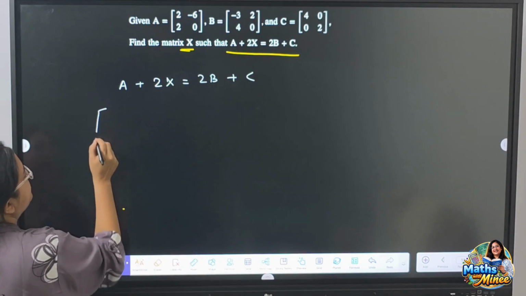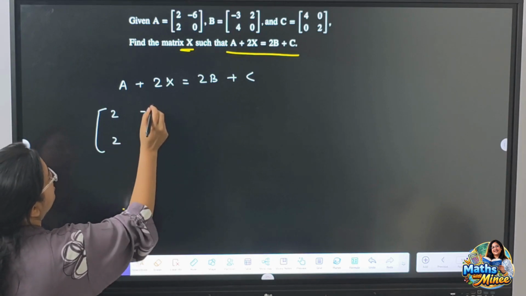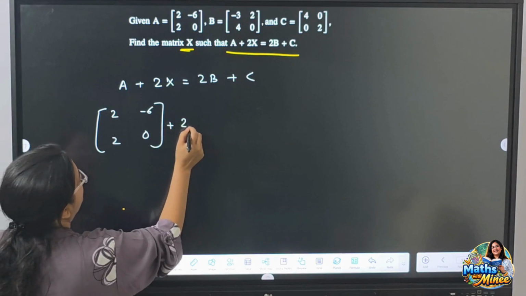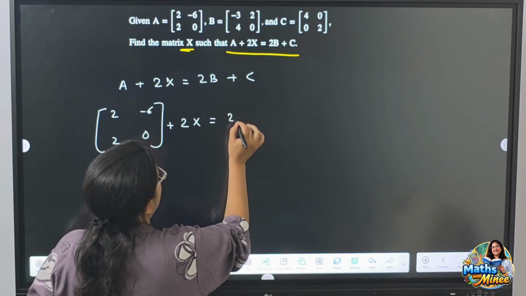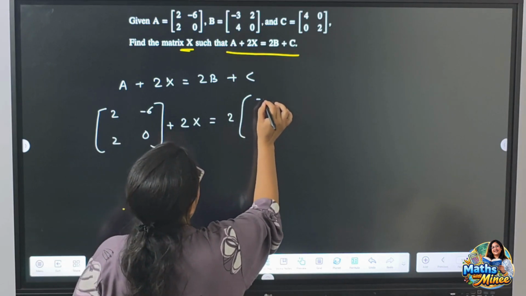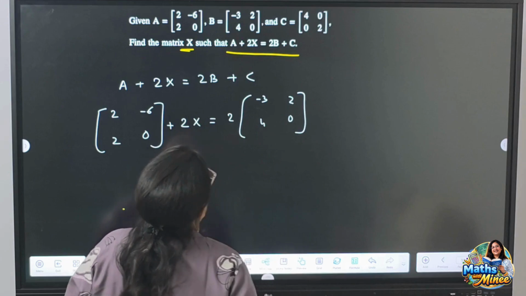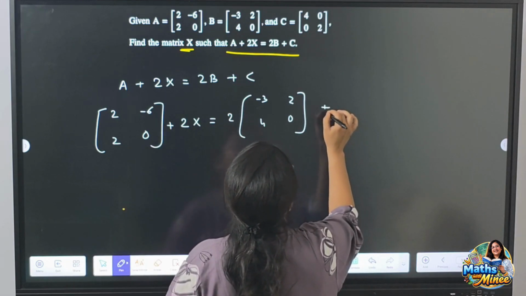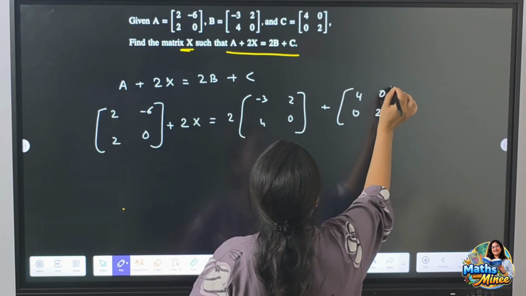Now A is 2, negative 6, 2, 0. Now we have to add. We don't know what is x. I'll keep it as it is. 2 times B. So 2, we'll write down the matrix B, minus 3, 2, 4, 0. We will add C to this, 4, 0, 0, 2.